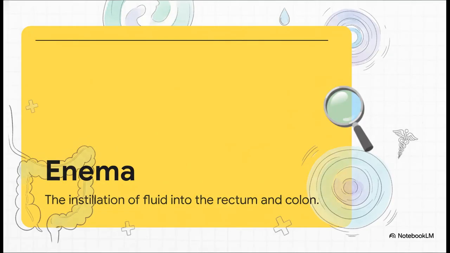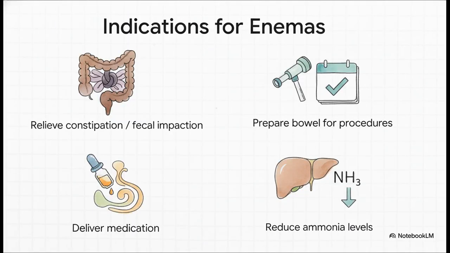An enema is just the installation, or you could say introduction, of a fluid solution directly into the patient's rectum and the lower part of the colon. The whole point is to create a specific local effect, which we'll get into right now. So why do we do this? Well, the most common reasons are to relieve really bad constipation or to break up a hard fecal impaction. It's also a totally standard part of bowel prep before something like a colonoscopy.